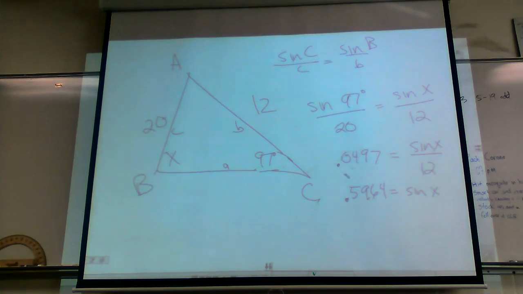This number right here is sine 97 divided by 20. It's already done. So once you do that division, it's over 1. And then guys, last step would be just like any other problem. I've got sine of x equals a number. Use inverse sine to get rid of it and get x by itself. So inverse sine of 0.5964 is 36.6.